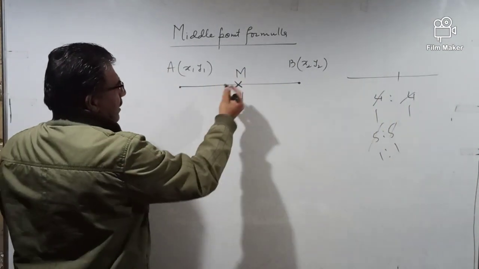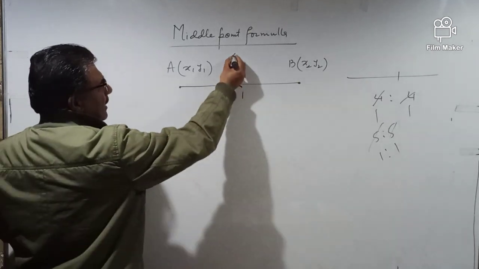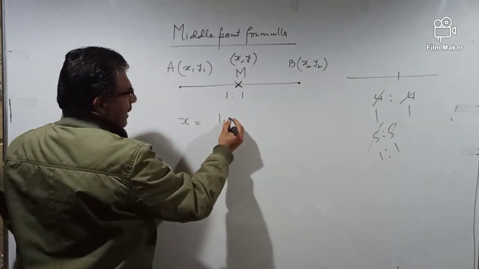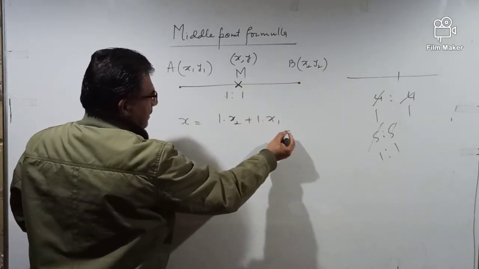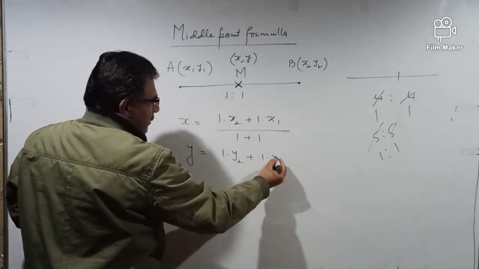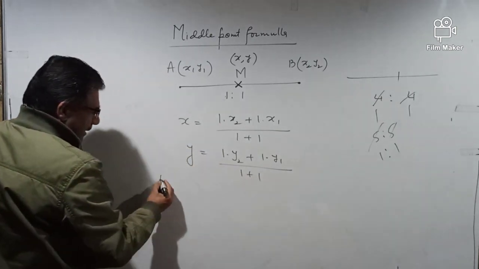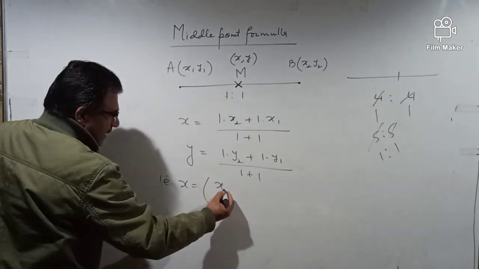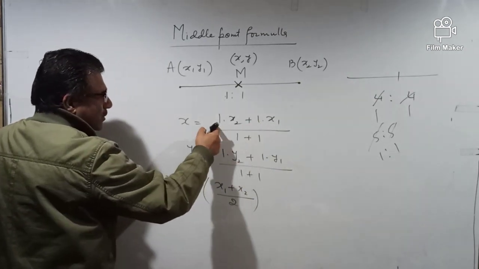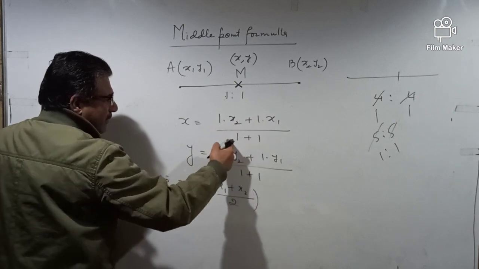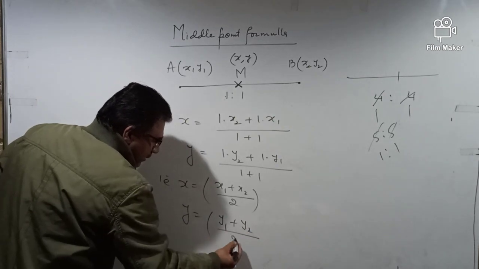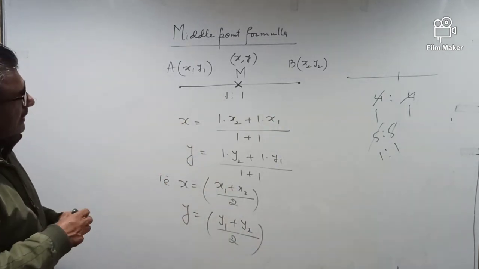Now apply again the section formula. What is the section formula? Let the coordinates of middle point be x and y. So therefore x is equal to L x2, L is 1, 1 into x2 plus 1 into x1 divided by 1 plus 1. And y will be equal to 1 into y2 plus 1 into y1 upon 1 plus 1. That is x is equal to x1 plus x2 divided by 2. x1 into 1 is x1, x2 into 1 is x2, so x1 plus x2 divided by 1 plus 1 is 2. Similarly, y is equal to y1 plus y2 divided by 2. So this formula is called the middle point formula.